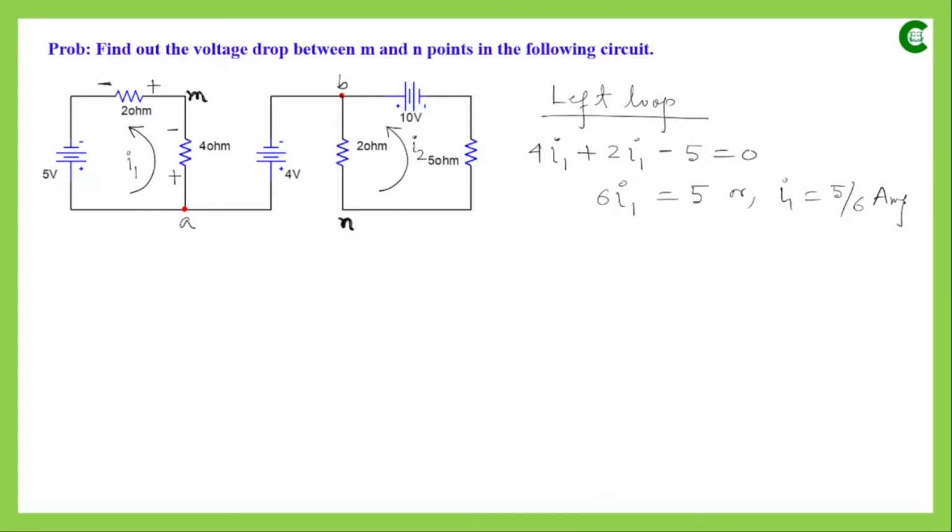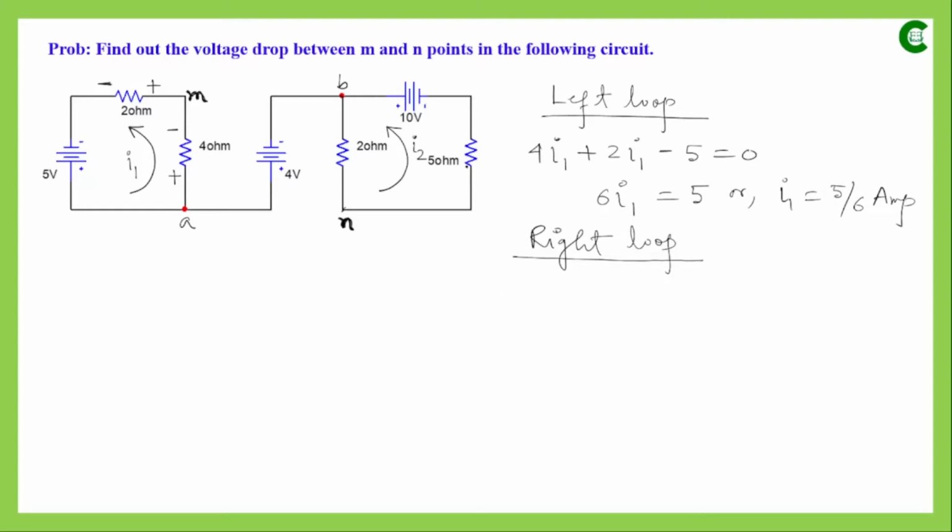equal to 0. Similarly, if we consider the loop on the right hand side, then the equation we will develop is, suppose we start from this point and follow the direction of the current, then the first component that we will come across is this 5 ohm resistor.